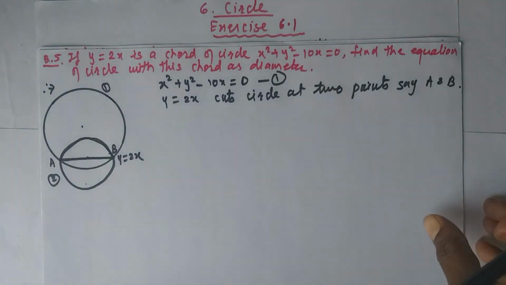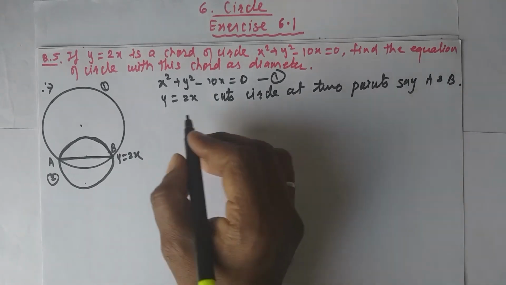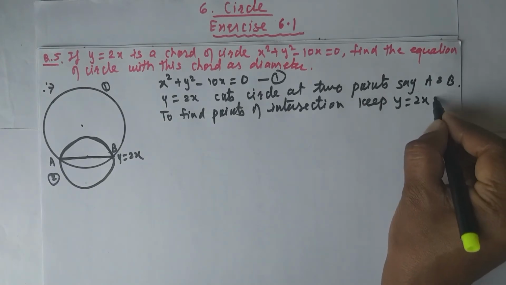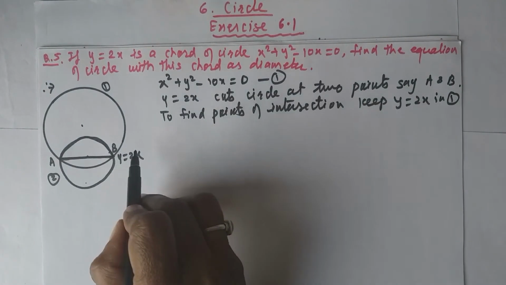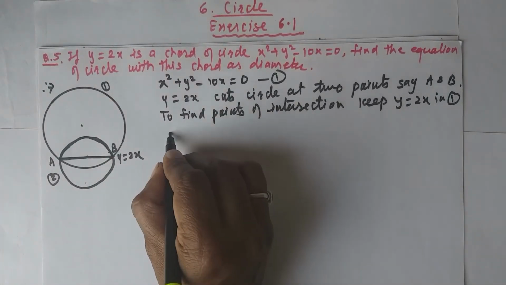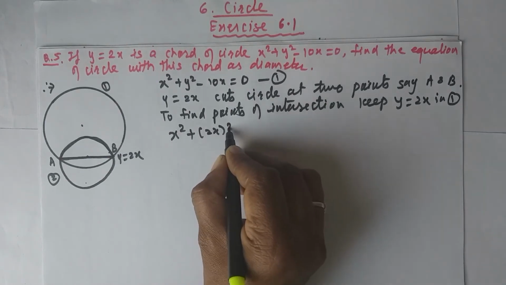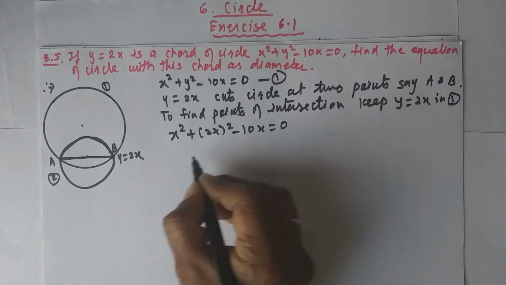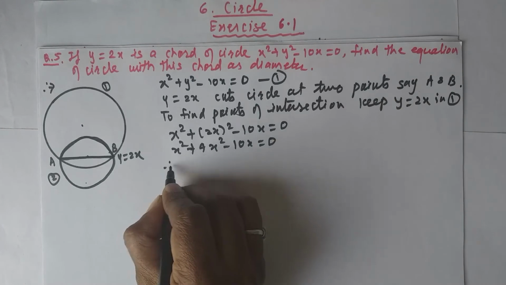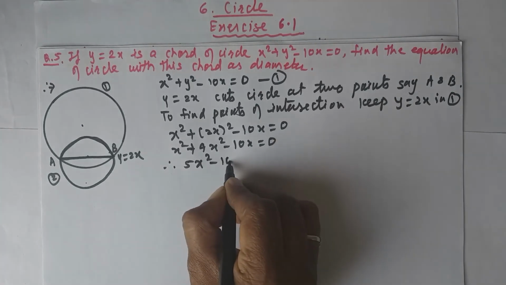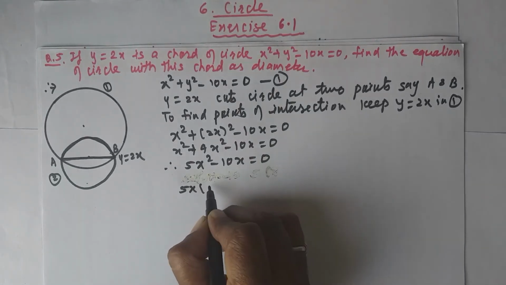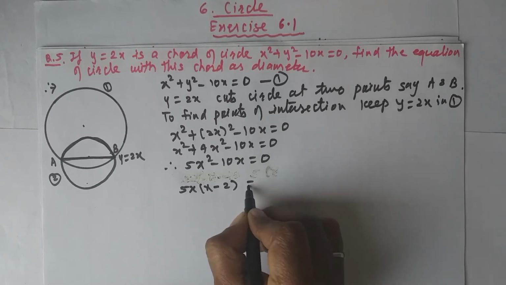y is equal to 2x cuts the circle at 2 points, say A and B. Now to find the points of intersection, keep y is equal to 2x in equation 1. I will keep the value of y as 2x in equation 1, then I will get the points of intersection. Therefore equation 1 becomes x square plus (2x) square minus 10x is equal to 0. That is x square plus 4x square minus 10x is equal to 0. Therefore 5x square minus 10x is equal to 0. Now take here 5x common, then I will get in the bracket x minus 2 is equal to 0.